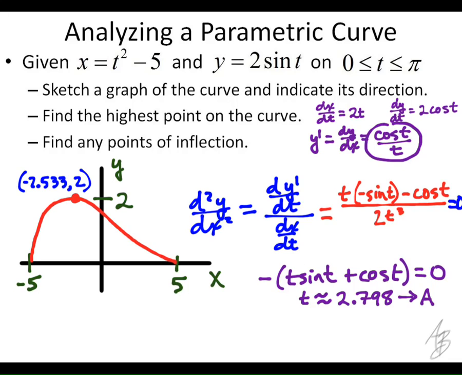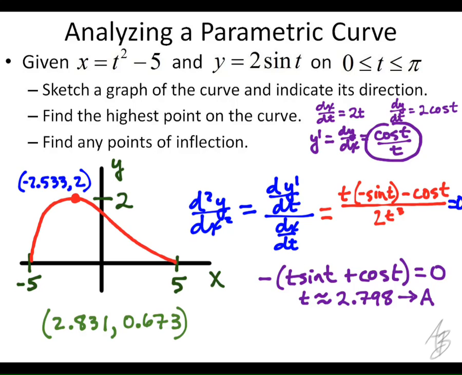So we get t equals 2.798 something something. That we're going to store in for A. And then to figure out the coordinates of A, we're going to put that value in for t here, and we're going to put that value in for t here. So on your home screen, if you stored it for A, you can type A squared minus 5. That's going to give you the x coordinate. And you can type in 2 times the sine of A, and that's going to give you your y coordinate.